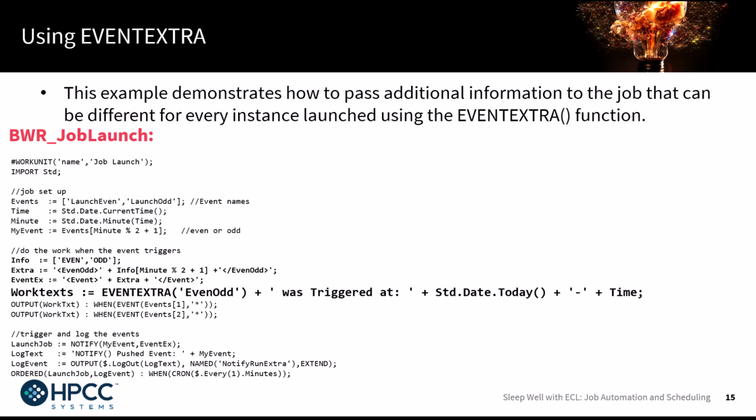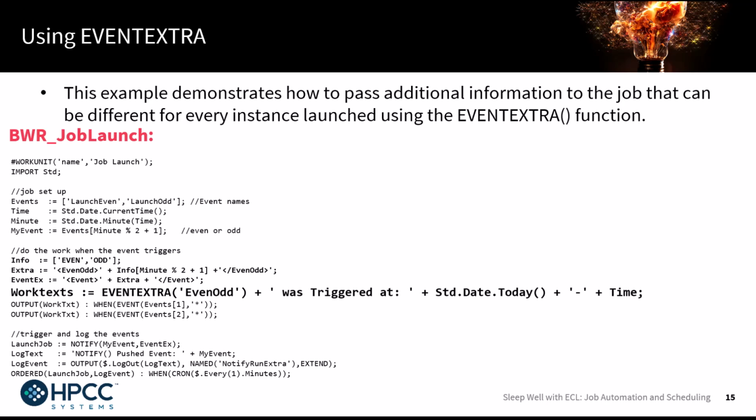The first difference to note is in the launch job definition that defines the notify action to trigger the event. It now has a second parameter that has replaced the previous asterisk with the event EX definition that creates the XML string containing the extra information to pass to the event. Event extra requires that it send the information defined inside an XML tag, and that's what we're doing there. You see it says extra, event extra, even odd, and a couple of lines above you actually see the XML sample that identifies the even odd tag.